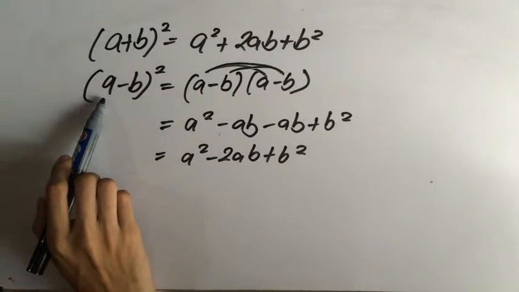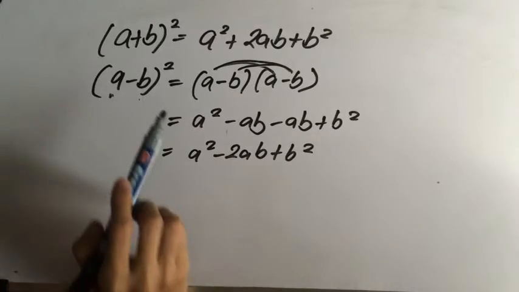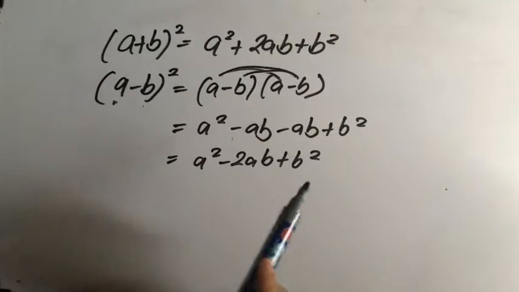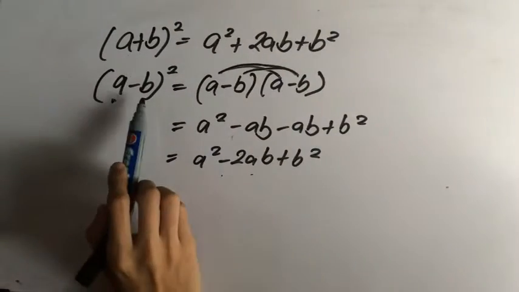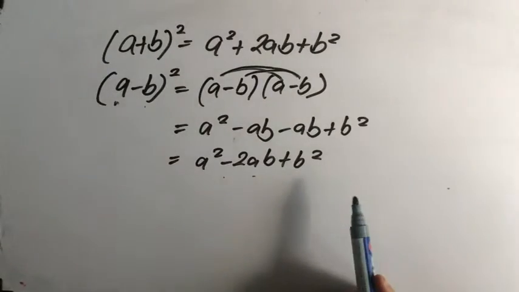Or the shortcut: square the first term, a squared, then twice the product of the first and last term, a times negative b, negative ab, then times 2, minus 2ab. Then square the last term, negative b squared, b squared.